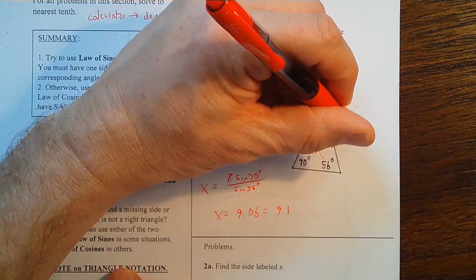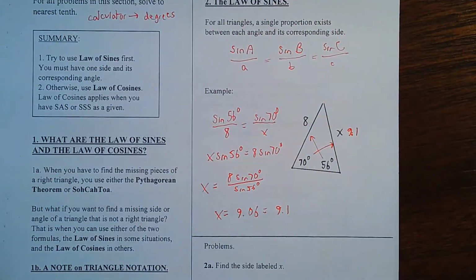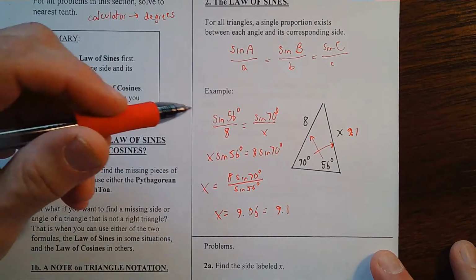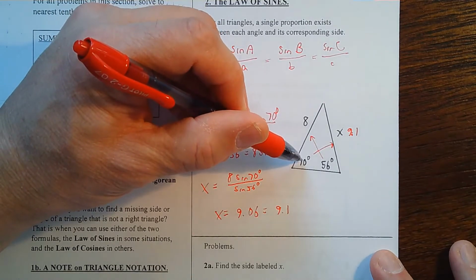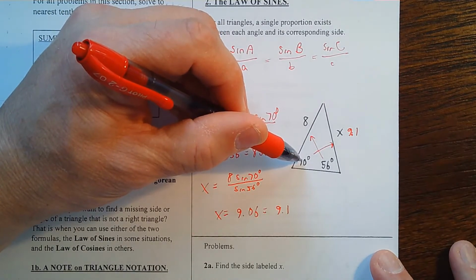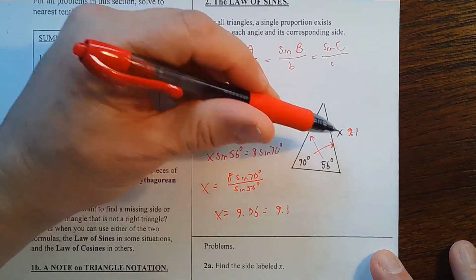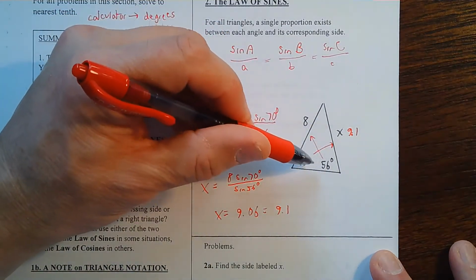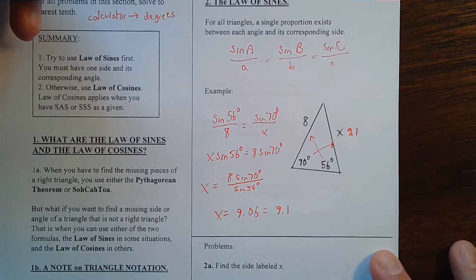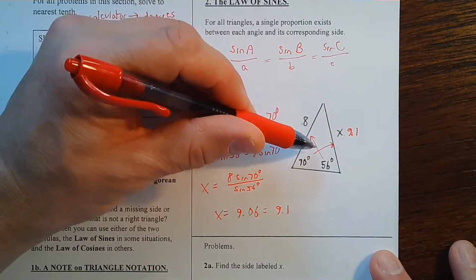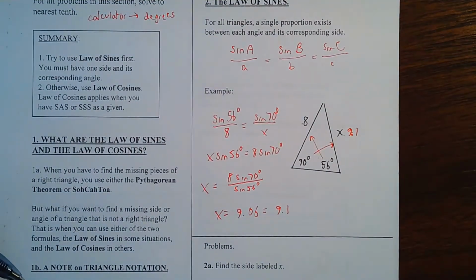This makes sense. This is an interesting way to tell if your answer makes sense or if your calculator is working properly or if it's set on radians by accident. You should know that the greater the angle in a triangle, the larger the side opposite it. So since 70 degrees is greater than 56, we would expect the side opposite the 70 degrees, which is 9.1, to indeed be greater than the 8 that's opposite angle 56.